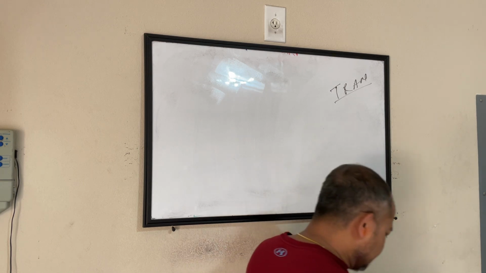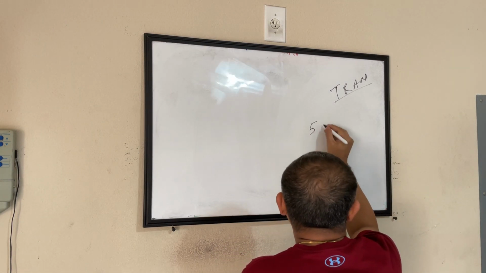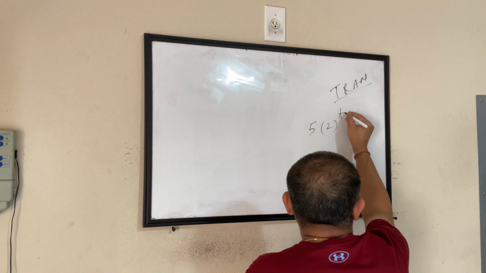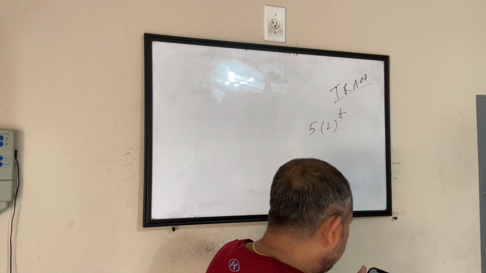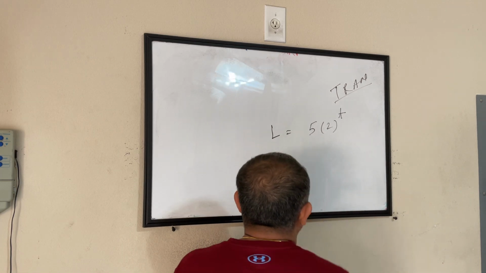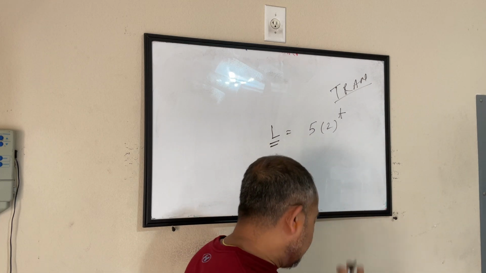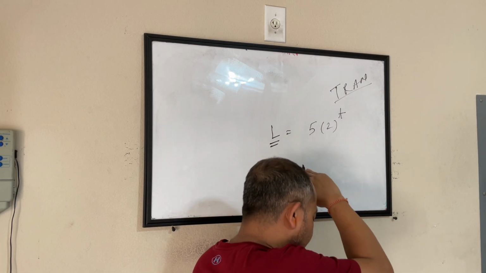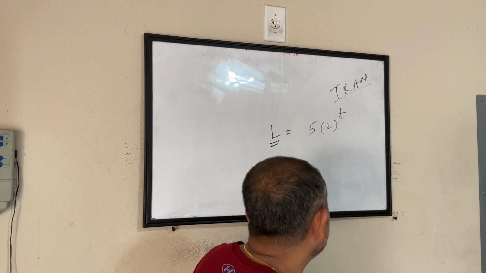I read it two times. I think I am tired now. The expression 5 times 2 to the power t, this is the expression given. It gives the number of leaves in a plant. So you can say, okay, number of leaves, I'll put this as L. L is the number of leaves. This gives the number of leaves in a plant as a function of the number of weeks since it was planted.